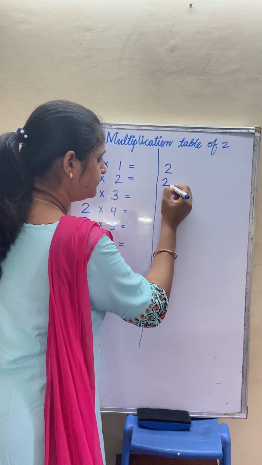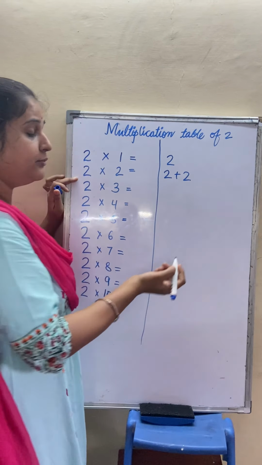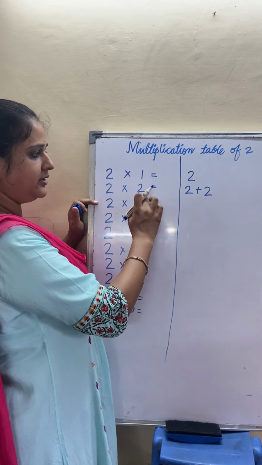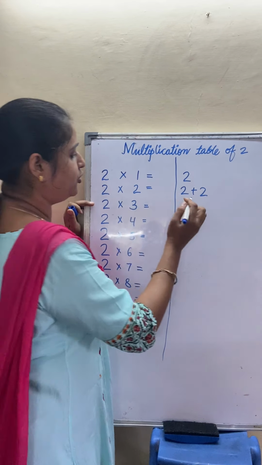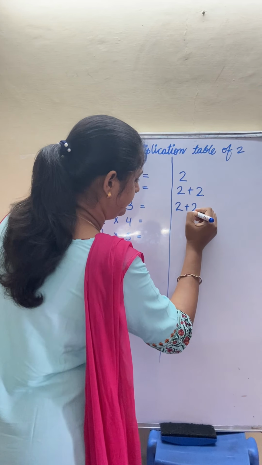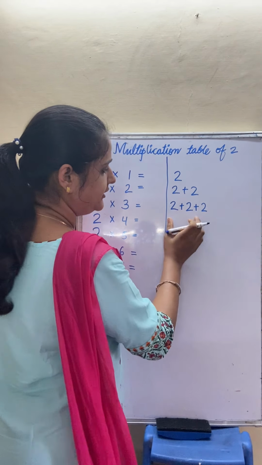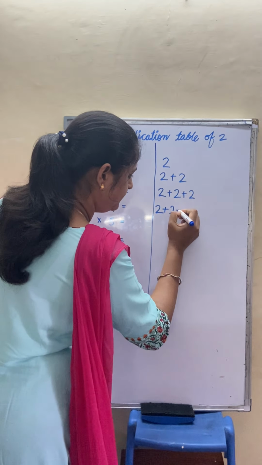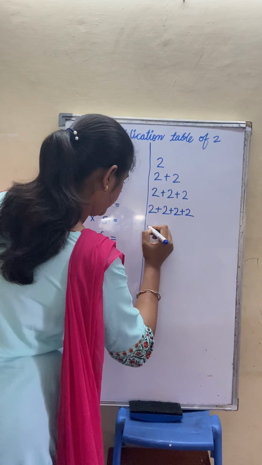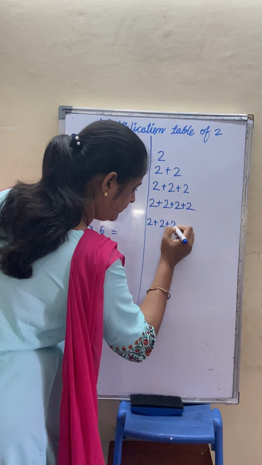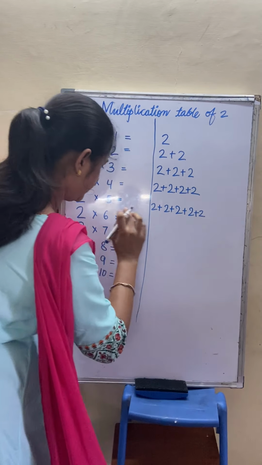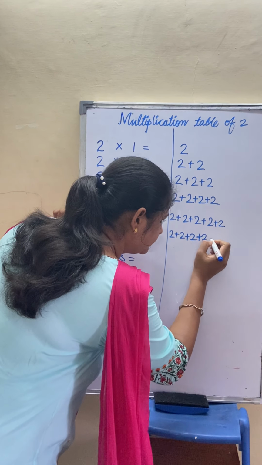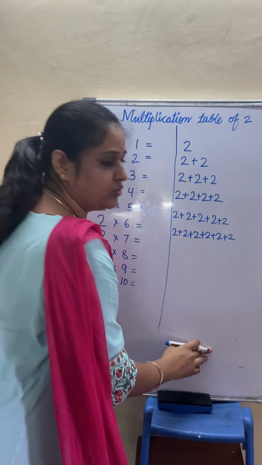So 2 plus 2. Now you will ask, ma'am, why have you written 2 two times here? So here it is 2, 2 times, so I have written it 2 times. Here is 3, so I am going to write 3 times. Repetitive addition, addition of the same numbers many times, in the same format, 2 plus 2 plus 2 plus 2, 4 times, and so on. We are going to write 5 times because 5 is here, 6 times because 6 is here, and so on. We will do the same.